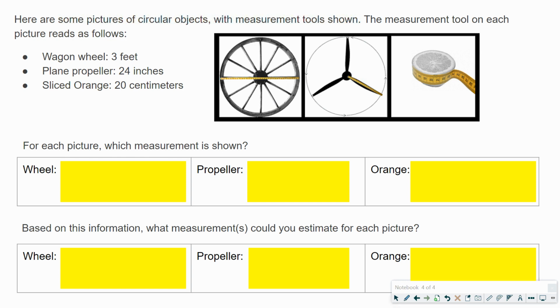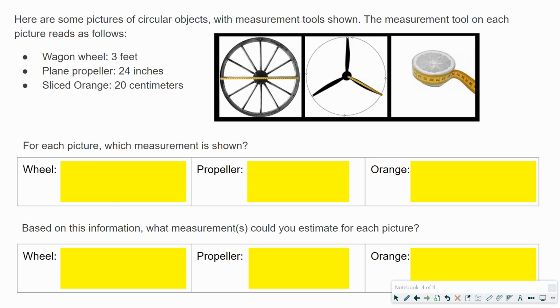All right. So the next example says, here are some pictures of circular objects with measurement tools shown. The measurement tool on each picture reads as follows. The wagon wheel is 3 feet. The plane propeller is 24 inches. The sliced orange is 20 centimeters. For each picture, which measurement is shown?